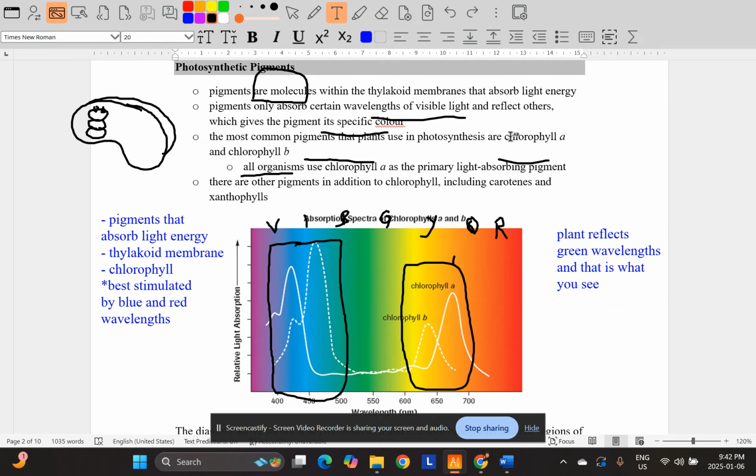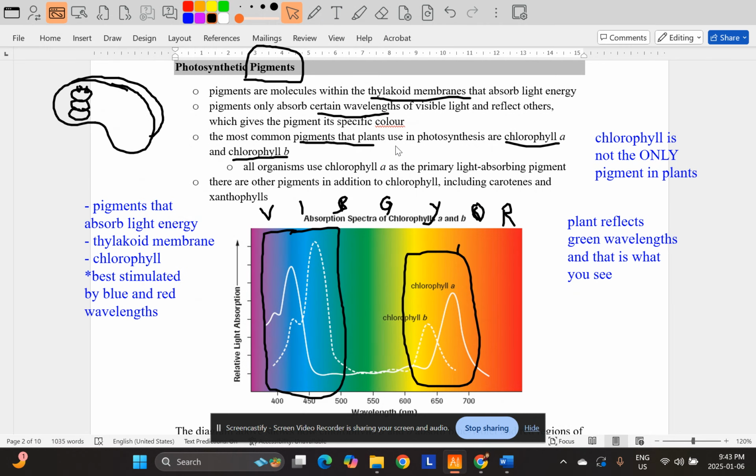Now, I gotta tell you guys, chlorophyll is not the only pigment in plants. It's the most common one, and like we said, it's green. Why does it look green? Because it's absorbing blue and red, but it's reflecting green to your eye. So there are other pigments that are found in plants.